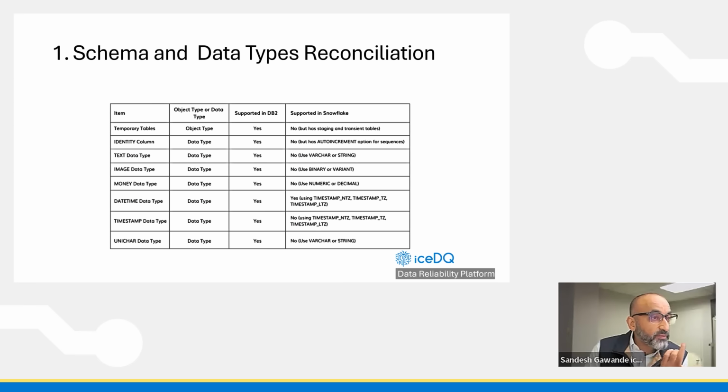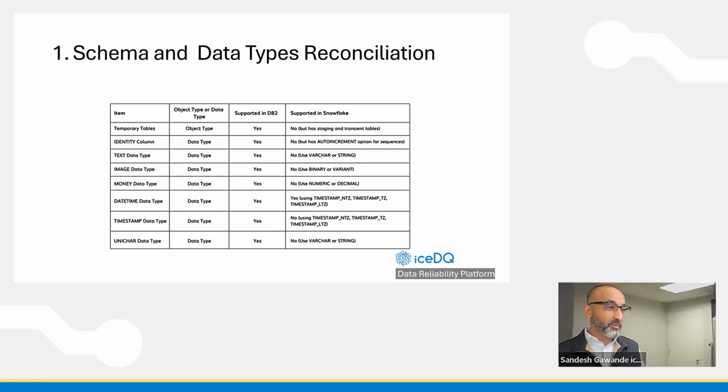So if you look at the object type here, temporary tables are supported by DB2 but not supported by Snowflake. Identity columns are supported by DB2 but not supported by this. And the money data type is supported by DB2, but in Snowflake you have to use a numeric or a decimal, right? Date time data type, it is supported, yes, but there are different variations of timestamps. Then there is a timestamp data type, yes, and then there is an equivalent, or something different you have to use. Then there is a Unicode data type, it is there in DB2 but not supported in Snowflake.